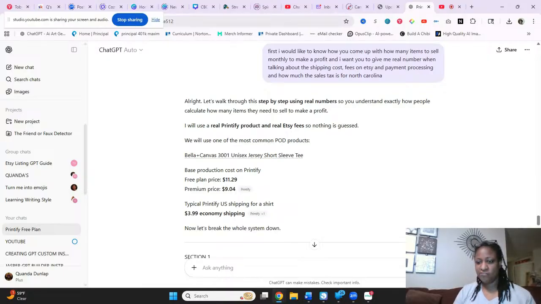Are you just taking what it says the first time at face value, or are you telling it to give you the real information that you need, not just something generic or examples? You want to know the truth as it stands, right? All right. So it says, let's walk through step by step using real numbers so you understand exactly how people calculate how many times they need to sell to make a profit. I will use a real Printify product and real Etsy fees.